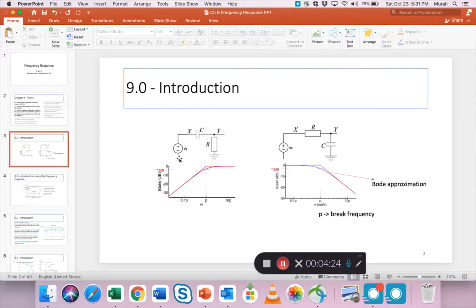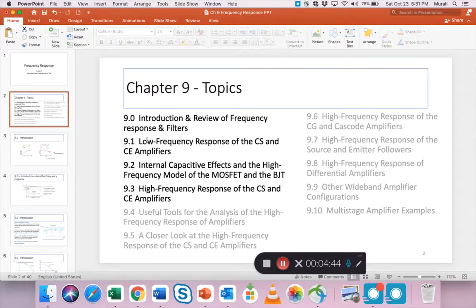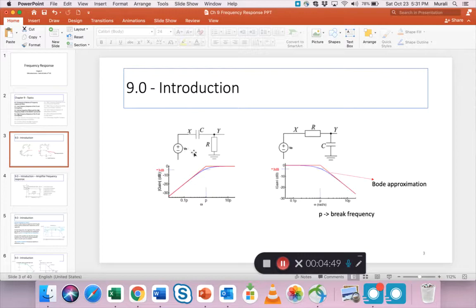The first 15 minutes of what I'm going to talk about will be devoted to just a refreshing of your memory of frequency response and filters. Then we'll actually jump mostly into 9.1, which is the low frequency part of the frequency response. All right. So by now you probably are familiar with this kind of circuit and graph.